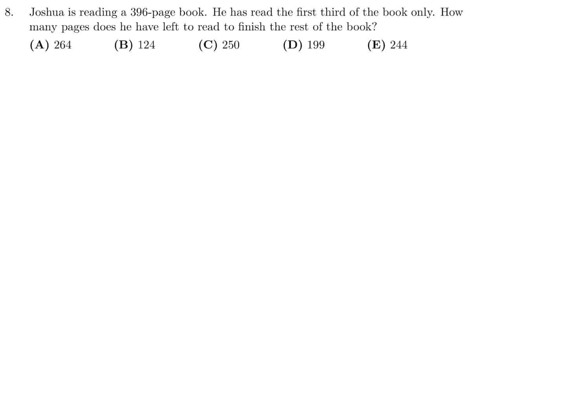Joshua is reading a 396-page book. He has read the first third of the book only. How many pages does he have left to read to finish the rest of the book? Well, 1/3 of 396 is how much he has read, and that is 132 pages. So of the 396 pages, he has already read 132. So 396 minus 132 will give me the number of pages remaining, and that is 264. So number 8, the answer is A.